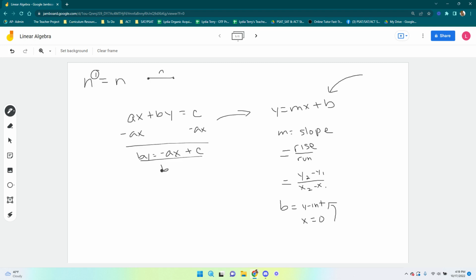I'm going to divide by b. y is equal to negative a over b x plus c over b. Okay? So to summarize, m will always be negative a over b, and let's call it b sub 2 will always be c over b sub 1. Annoying, right? Very, very annoying. Okay.